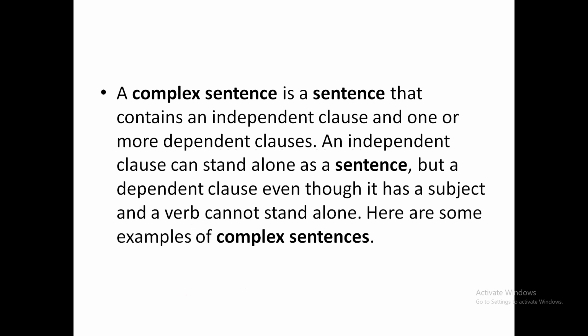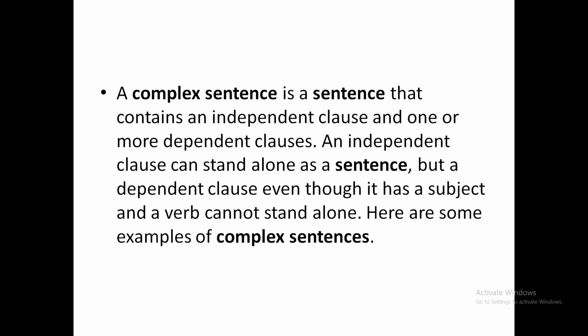A complex sentence is a sentence that contains an independent clause. Independent clause means main clause, and one or more dependent clauses, that is, supporting or subordinating clauses. An independent clause can stand alone as a sentence, right? Because it's a main clause. But a dependent clause, even though it has a subject and a verb, cannot stand alone because the meaning will not be completed. It will need the main clause for the completion of the meaning.